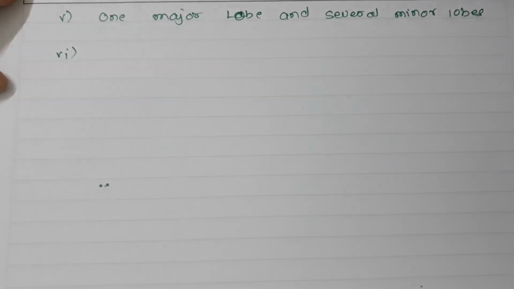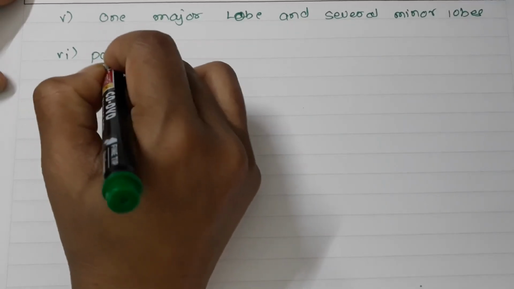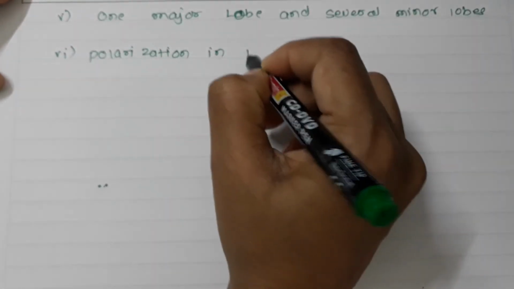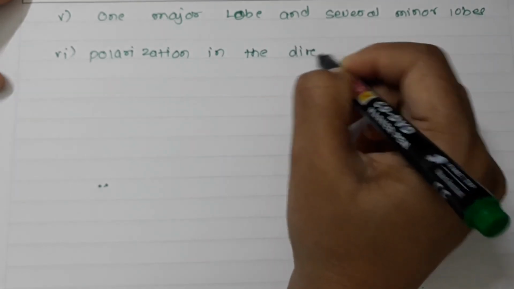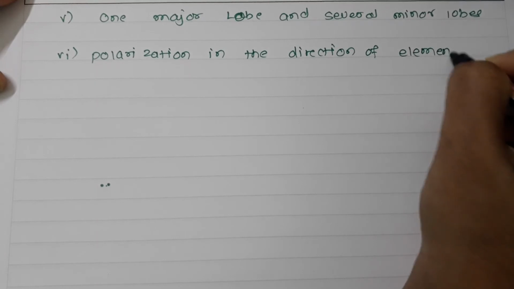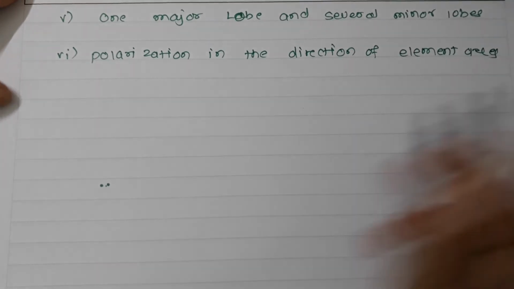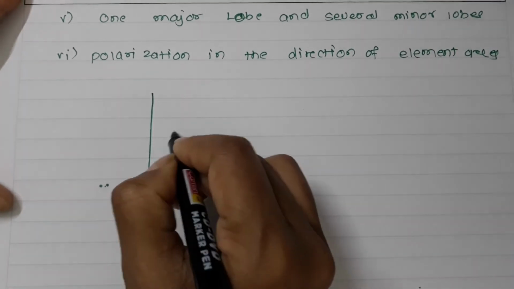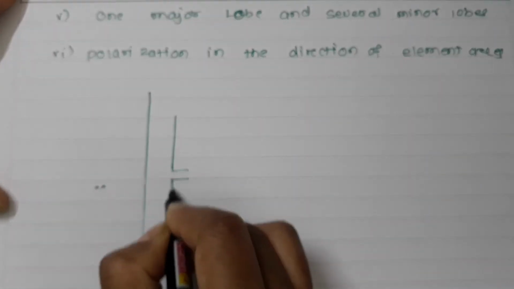Next point is polarization is in the direction of the element axis. So if you see the 5 element Yagi Uda antenna, this will be the reflector. You can say this will be the driven element. You will have the directors; 3 directors will be there.